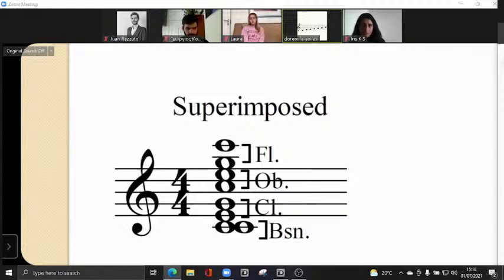Then we have the clarinets above the bassoon, and they are playing E and G. Then above the clarinets, we have the oboes playing C and E, and at the top of the chord we have the flutes. So see that here they are superimposed, each playing one different pitch.